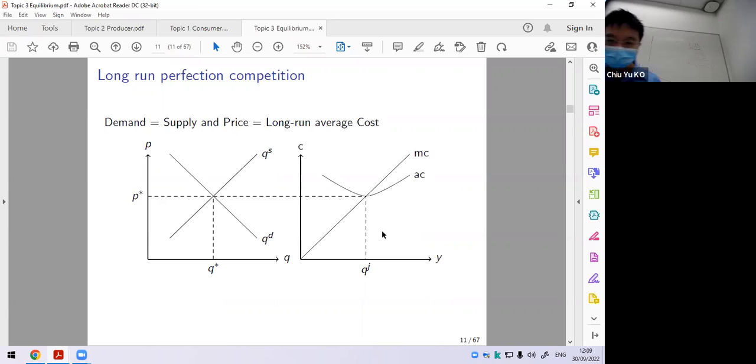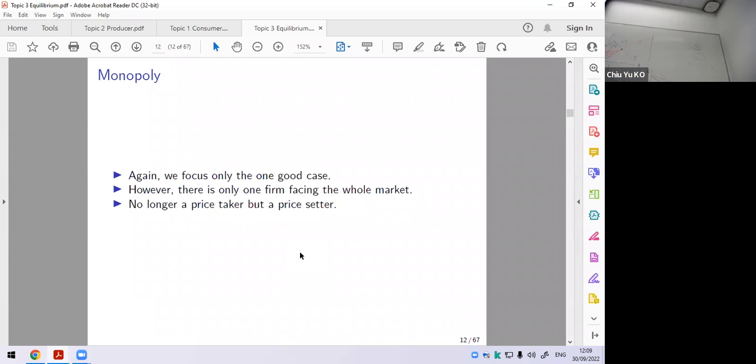Is that clear? So I want to end with monopoly, I guess. At least we focus on something a little bit more interesting. Maybe five minutes is enough.